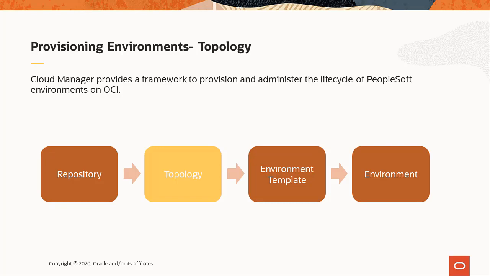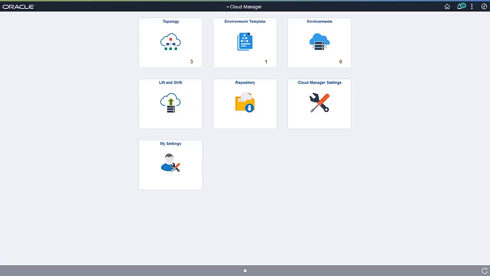Essentially, a topology defines a set of nodes, which is an abstraction of a virtual machine. For each node in a topology, you will select the shape and disk capacity, as well as the PeopleSoft components and features where applicable. PeopleSoft administrators create topologies for PeopleSoft applications based on their organization requirements. Sign on to Cloud Manager as an administrator and select the topology tile.